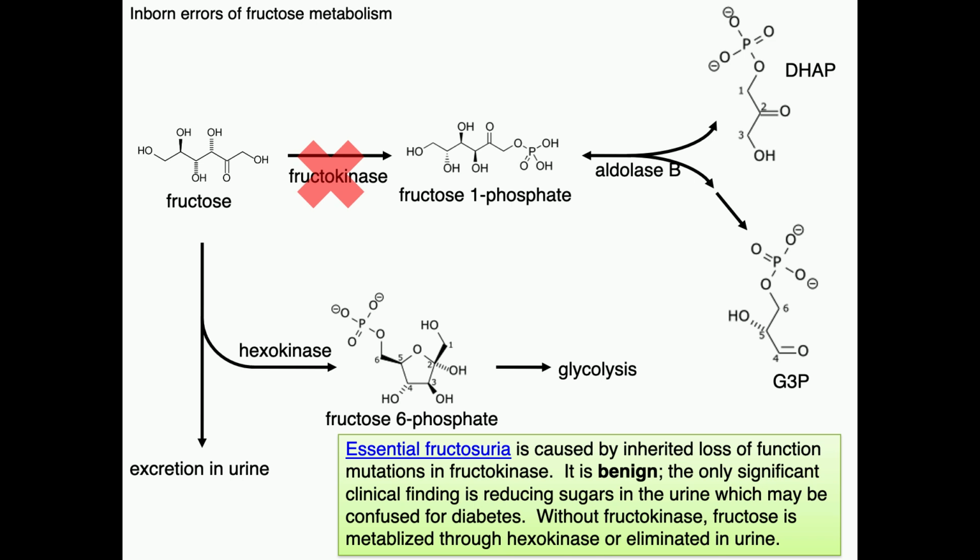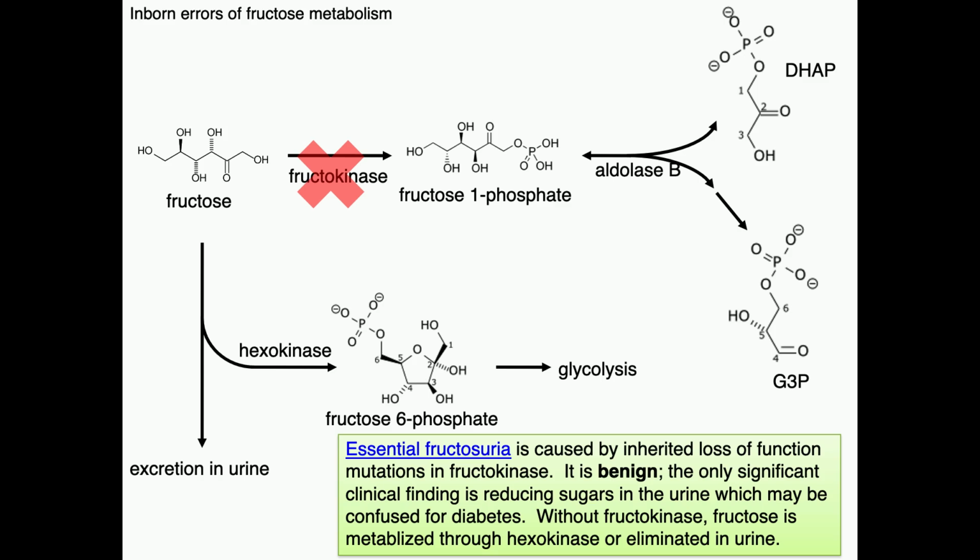Okay. You could get an abnormal laboratory finding of elevated fructose in the blood or elevated reducing sugars in the urine, and you may think that the patient has diabetes. With urine dipstick sugar tests, some of them are specific for glucose and then others are just looking generally for reducing sugars. So with essential fructosuria, you may get a false positive on a urine dipstick if it's just looking for reducing sugars because of the presence of elevated fructose.